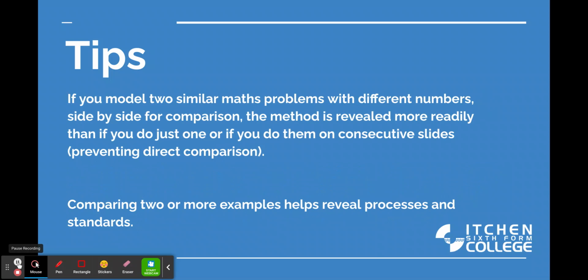The next one is just a little note: if you model two similar maths problems with different numbers literally side by side, the method is revealed more easily than if you just do one and then do a second on later slides. So the research from Tom Sherrington was suggesting that if you literally have two examples side by side on a slide or on the board, it really helps students learn the process and the standards that they're trying to meet. So I thought that was quite a nice tip to pass on.